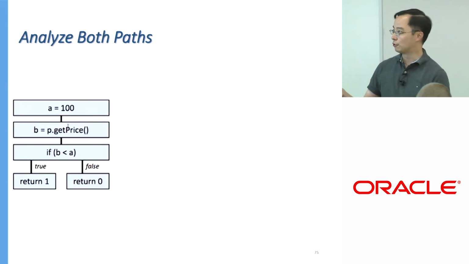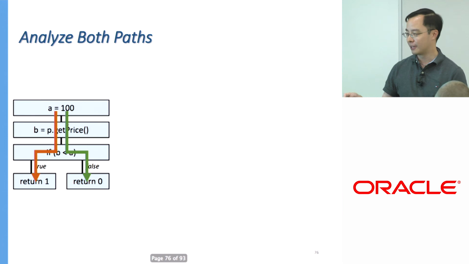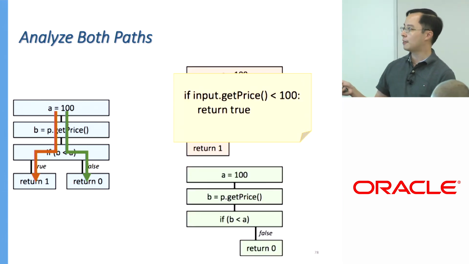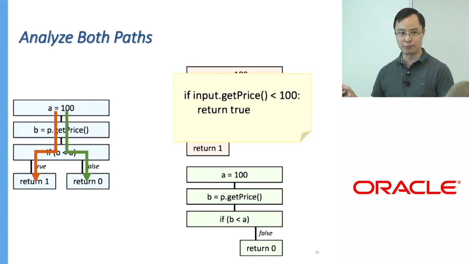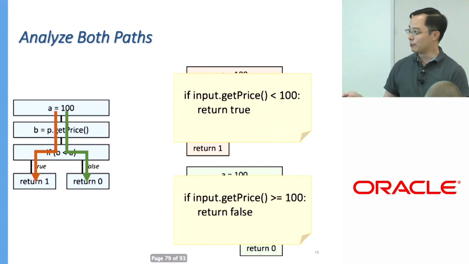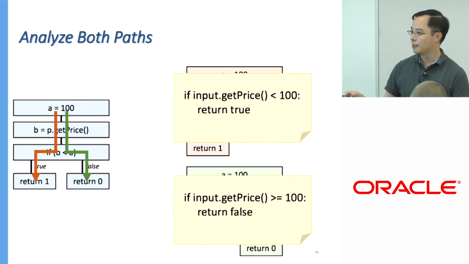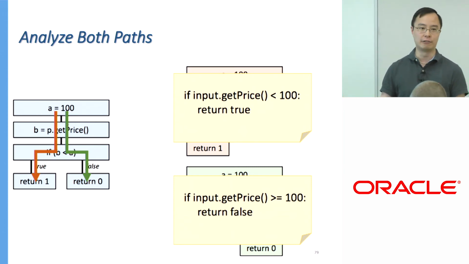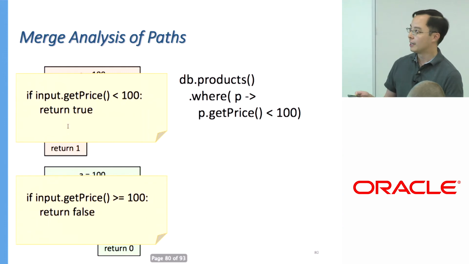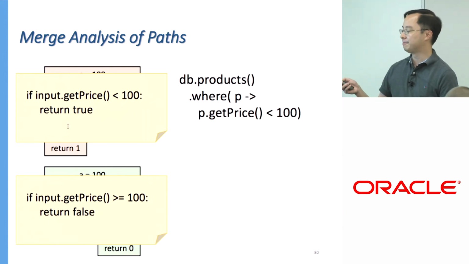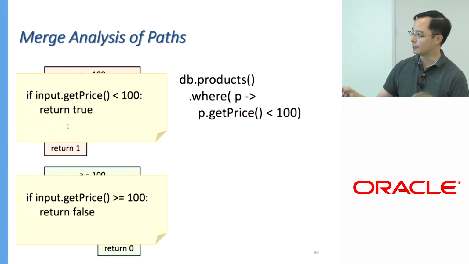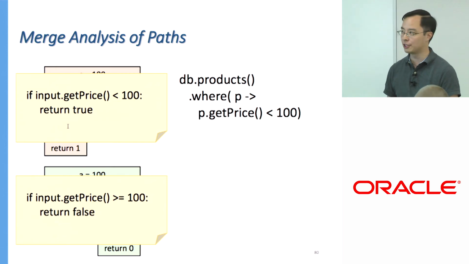So if we go back to our control flow graph, we had 2 paths through the code. When we analyzed the first path, we found these were the conditions under which it ran. And if we do a similar analysis of the second path, we see that when the price is greater or equal to 100, it returns false. So going back, we had our query, and inside the where method, we get this lambda function. And we had this analysis for the 2 paths through the lambda function.